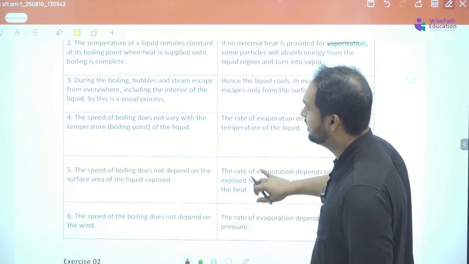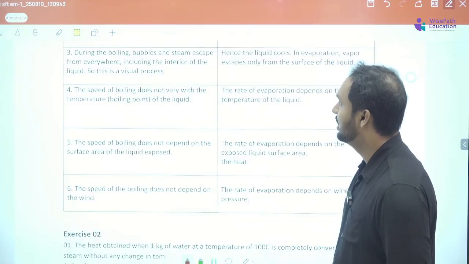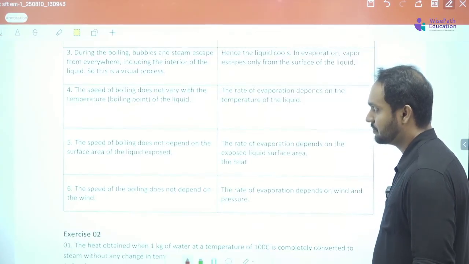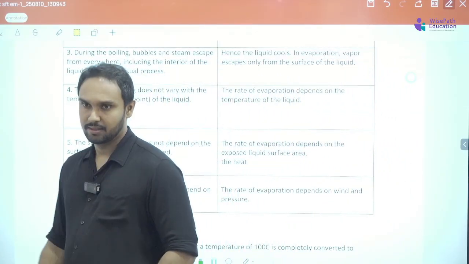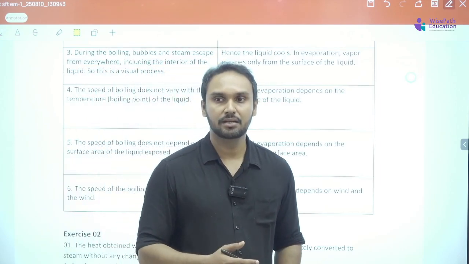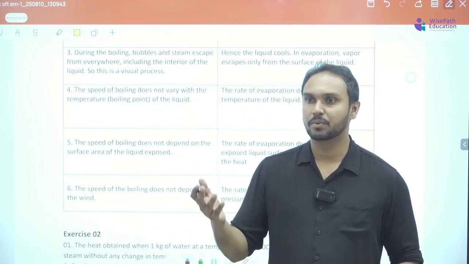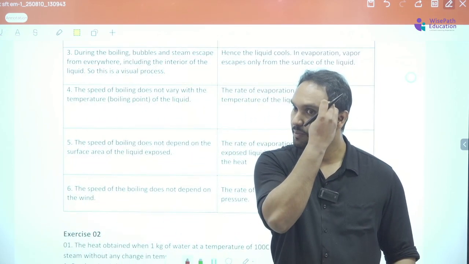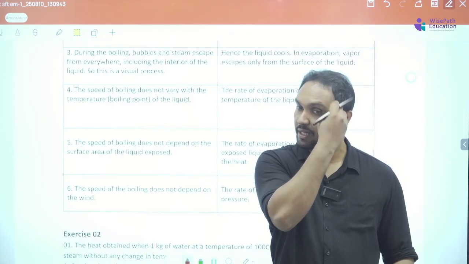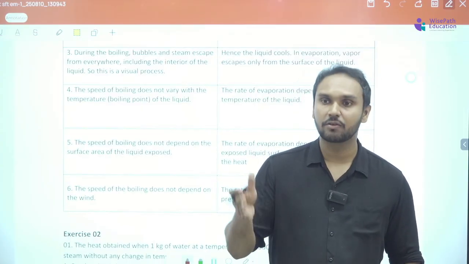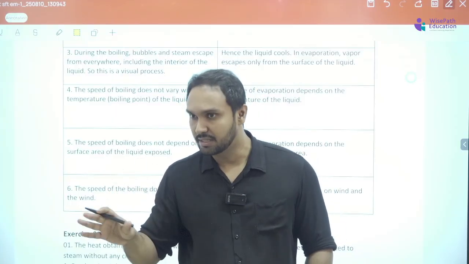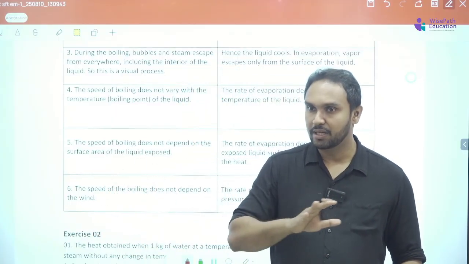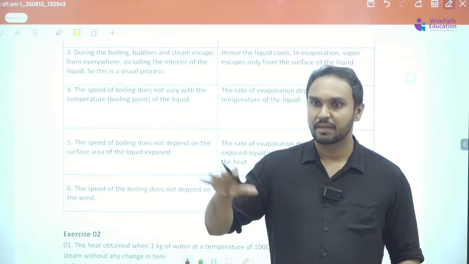So the speed of boiling does not vary with the temperature, right? That means the boiling point can change. It can go down to 98 degrees depending on the pressure. It can go up to above 100 depending on the pressure. Though the boiling point changes, the rate of vaporization, the speed of vaporization, doesn't change, right?